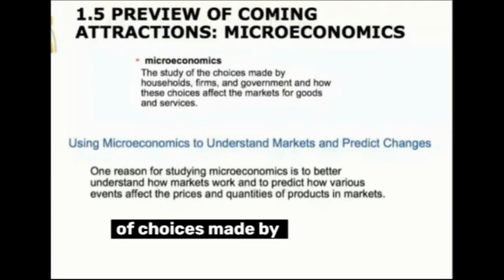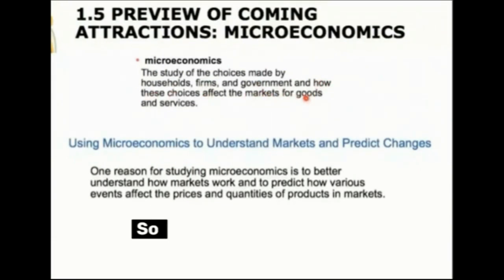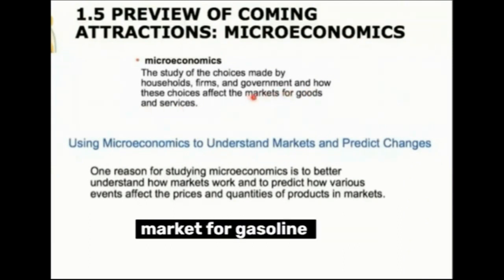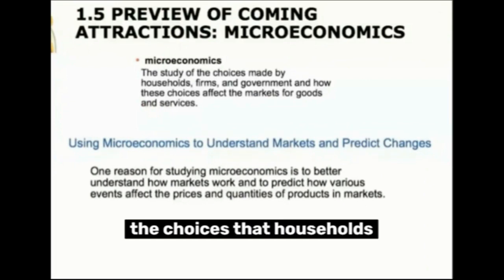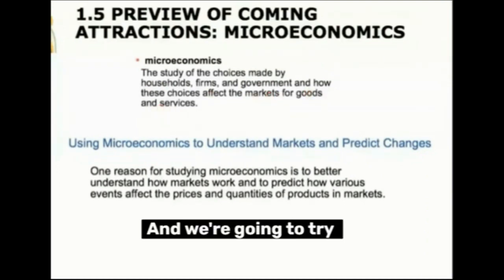Well, microeconomics is the study of choices made by households, firms, and the government, and how these choices affect specific markets for goods and services. So where macroeconomics looks at the entire economy of a nation, microeconomics looks at one market, say the market for corn, or the market for gasoline, or the market for labor, and how the choices that households, firms, and governments make affect those markets for goods and services.